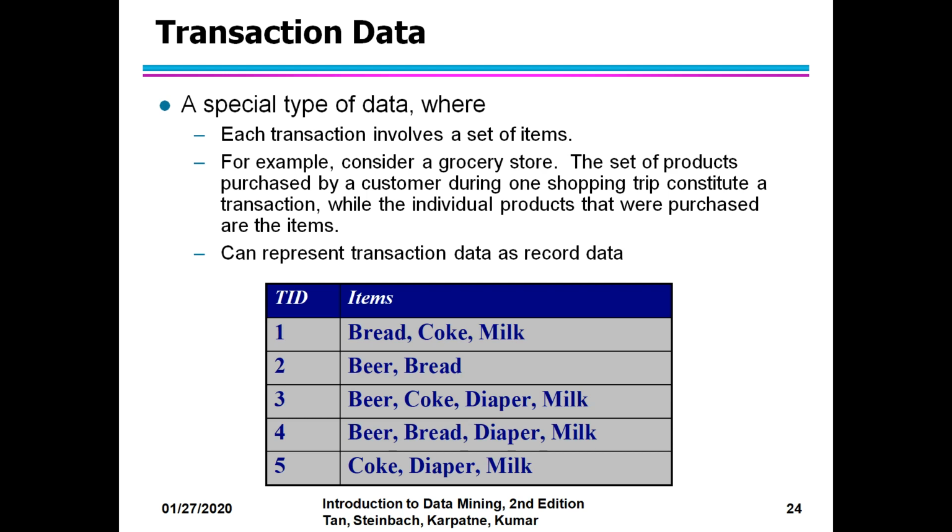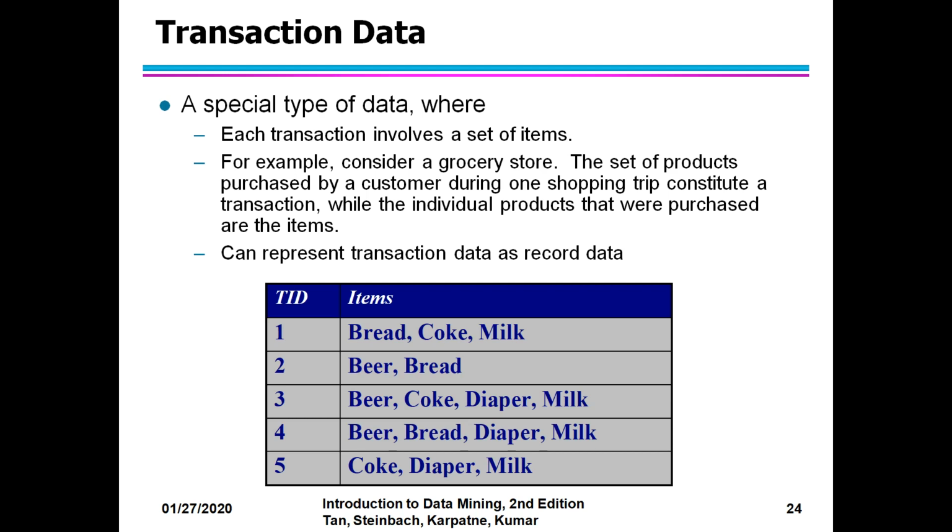Now transaction data is a special type of data where each transaction involves a set of items. Consider, for example, if I go to a supermarket. When I go to a supermarket, I have in mind that I am going to buy so many things. Let us take 5 customers who have visited a grocery store.